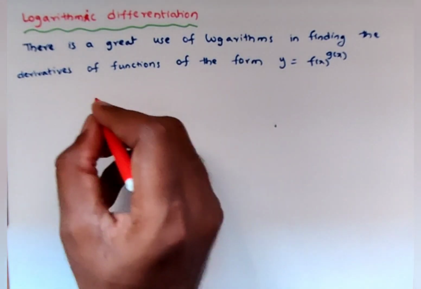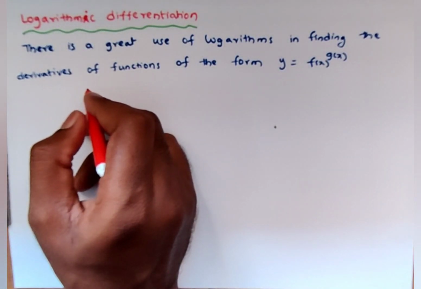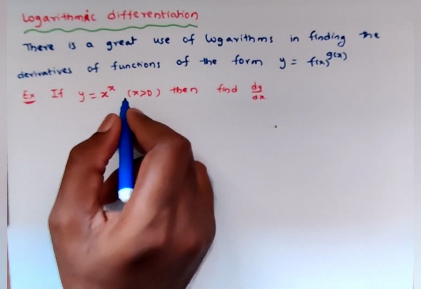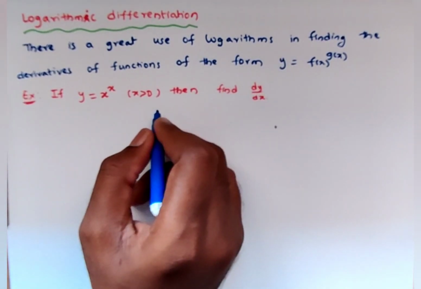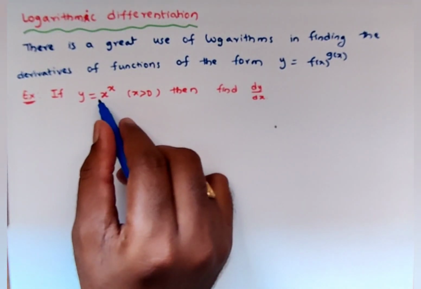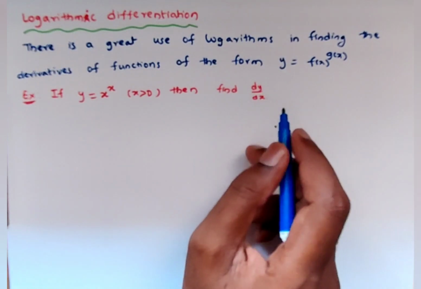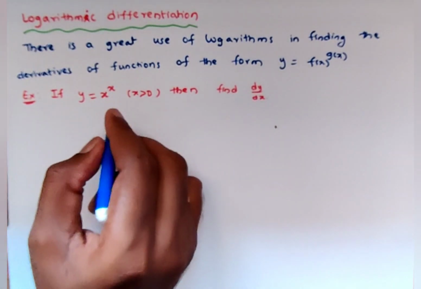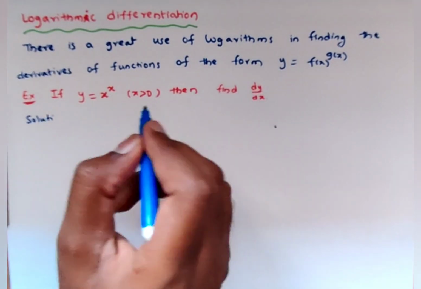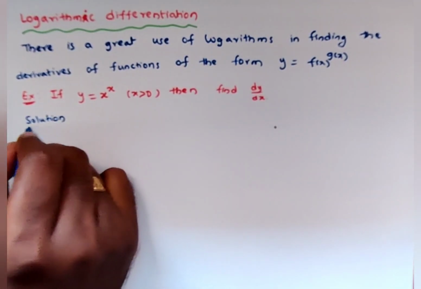Okay, so we'll see the method of logarithmic differentiation using an example. x to the power of x, where x is a positive number, meaning x greater than 0. Find the derivative of this function, dy by dx or d by dx of y or y prime. Now see the solution. Here this is in the form of f of x power g of x, where both f and g are the same.